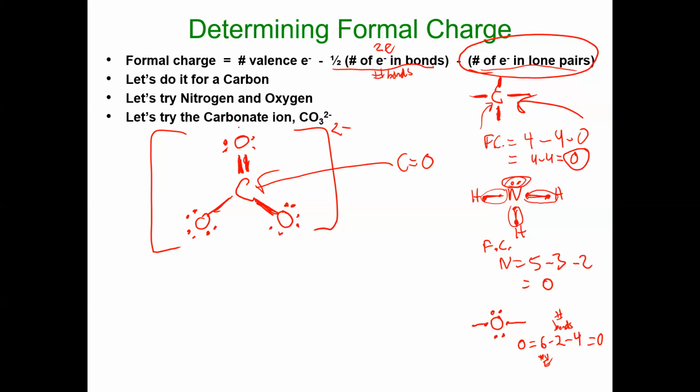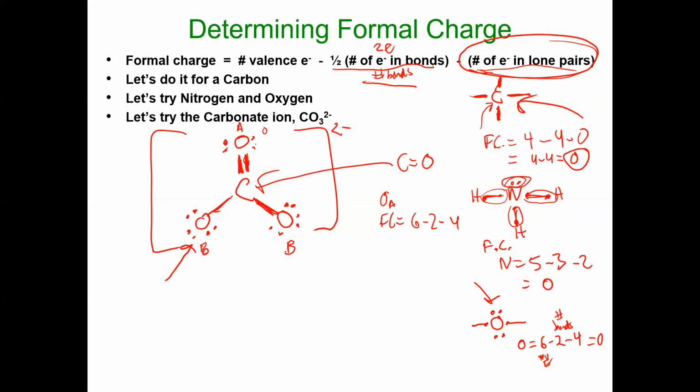I'm going to call this oxygen A. If I look at oxygen A, I'm going to calculate the formal charge. It has 6 valence electrons. I'm going to subtract the number of bonds, 1, 2 bonds, minus the number of electrons in lone pairs, 2, 4. Just like this example here, the oxygen A has a formal charge of 0. Why? It has a preferred bonding pattern of 2 bonds and 2 lone pairs.